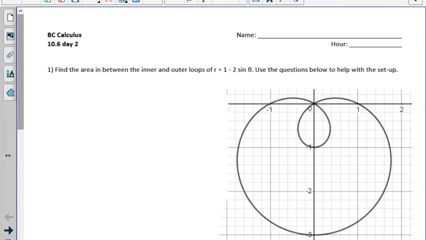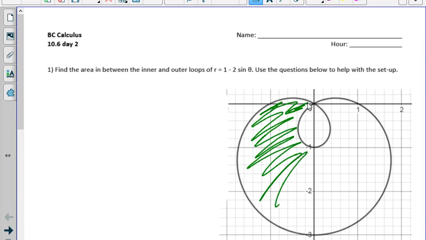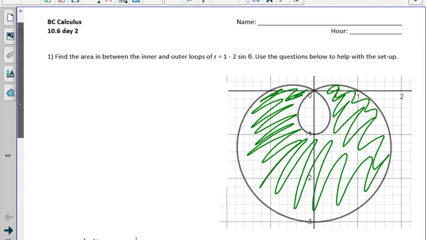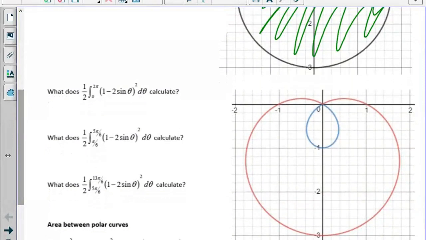10.6 day 2 is some more polar stuff. Number 1, find the area in between the inner and outer loops of r equals 1 minus 2 sine theta. So basically what we want is this area. We want the area in between the inner and outer loops in this polar equation. So let's walk ourselves through some of this.